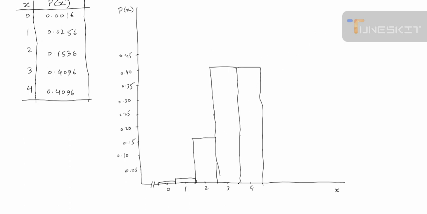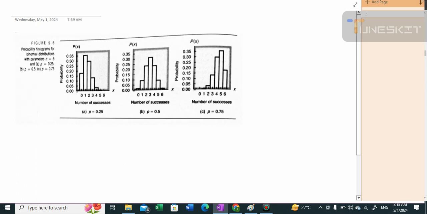Over here you can take notice of the shape of this distribution. It is a negatively skewed distribution. So for this we can go to the next slide. Over here we are given three examples to understand the shape of the binomial distribution, how the binomial distribution changes its shape depending upon the probability, mainly the probability of success.